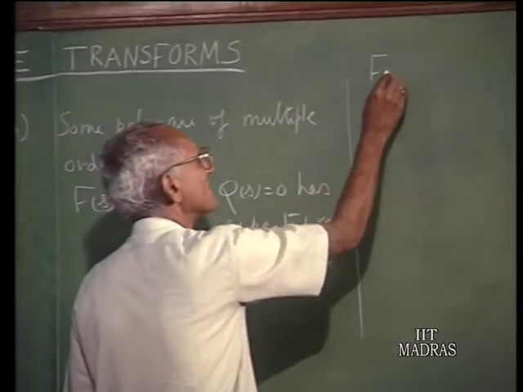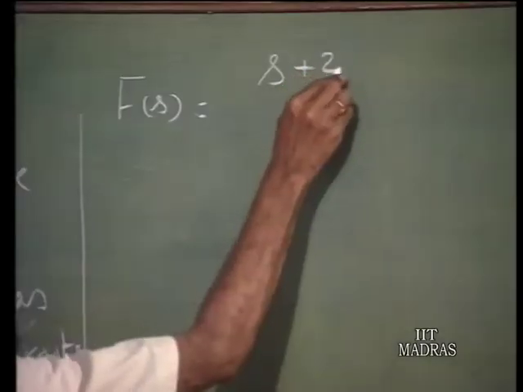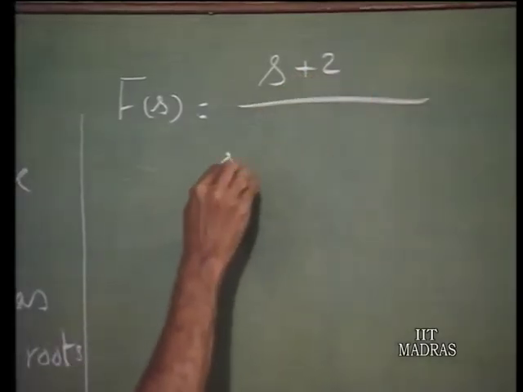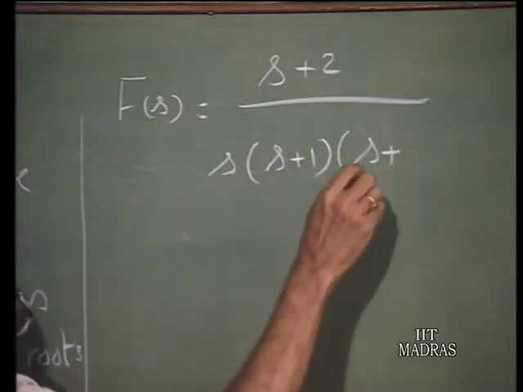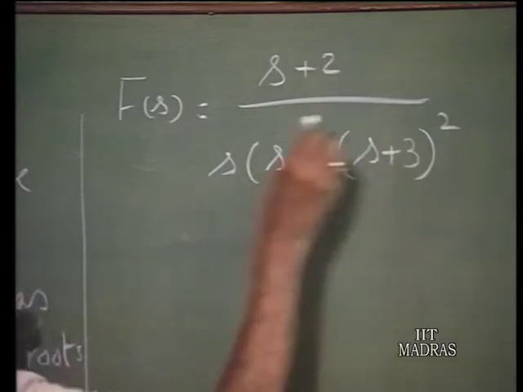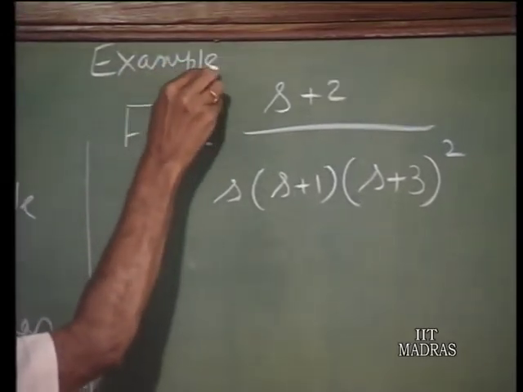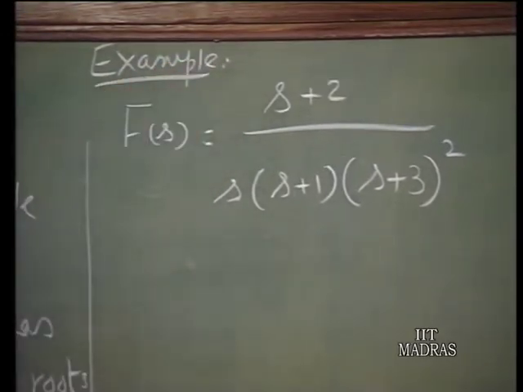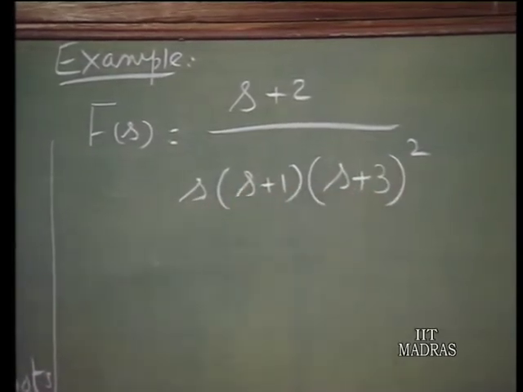Suppose we have f of s equals s plus 2 divided by s times s plus 1 times s plus 3 whole square. So this is an example. We will talk about an example first, then we will give the general rule. Now here we have 3 distinct poles, one at the origin, one at minus 1, and a second order pole at s equals minus 3.